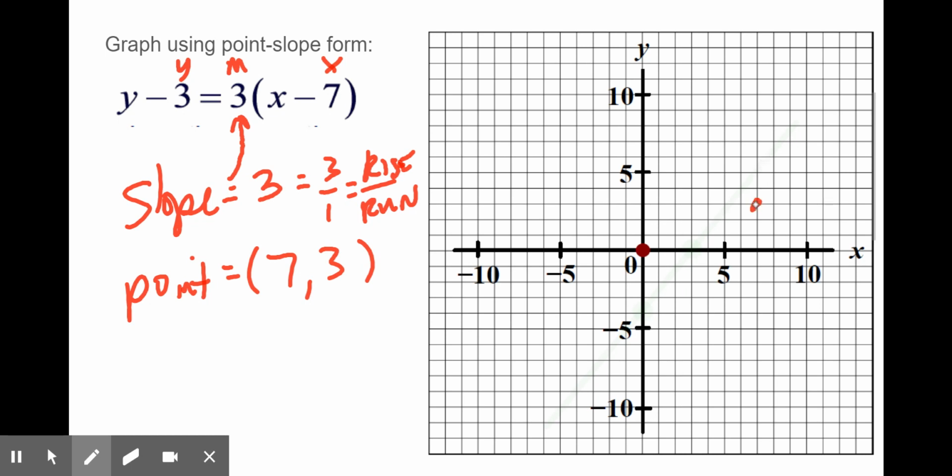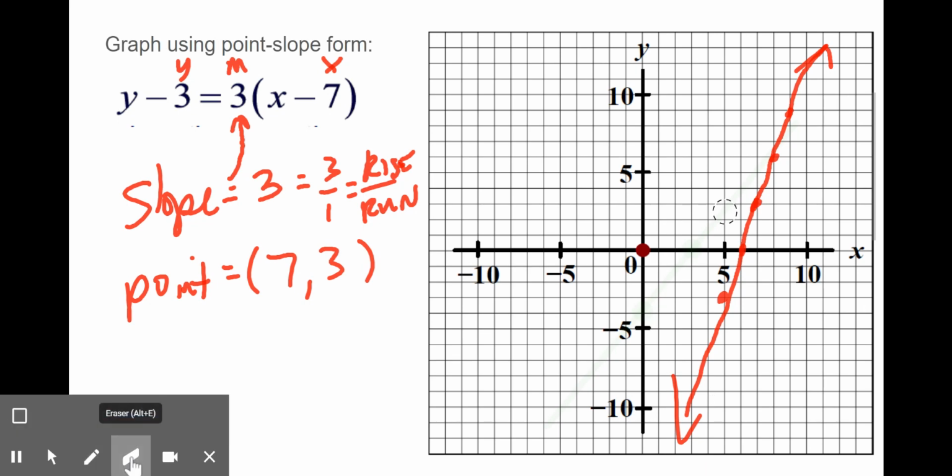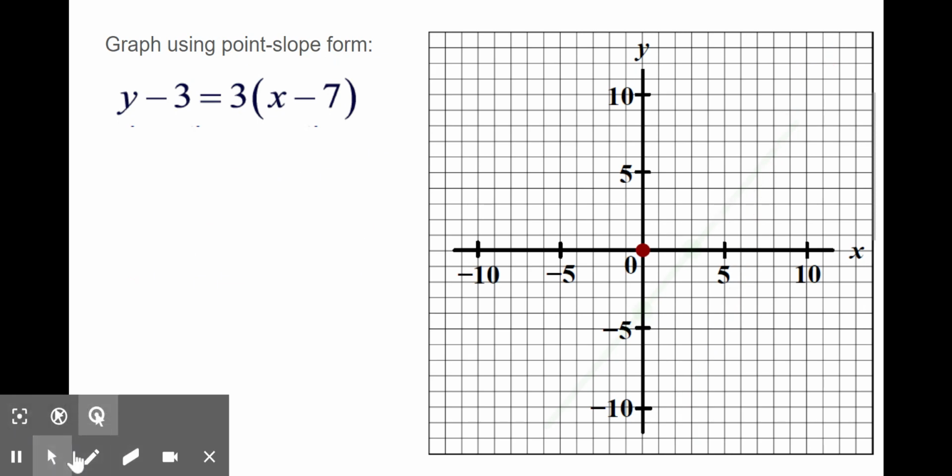And now from here, we're going to rise 3 and run 1, rise 3, 1 to the right, or we could go down 3, 1 to the left, down 3, 1 to the left, and there's your line. You got it, okay? You got a point, you got a slope, you can make a line. All right, let's try another one.